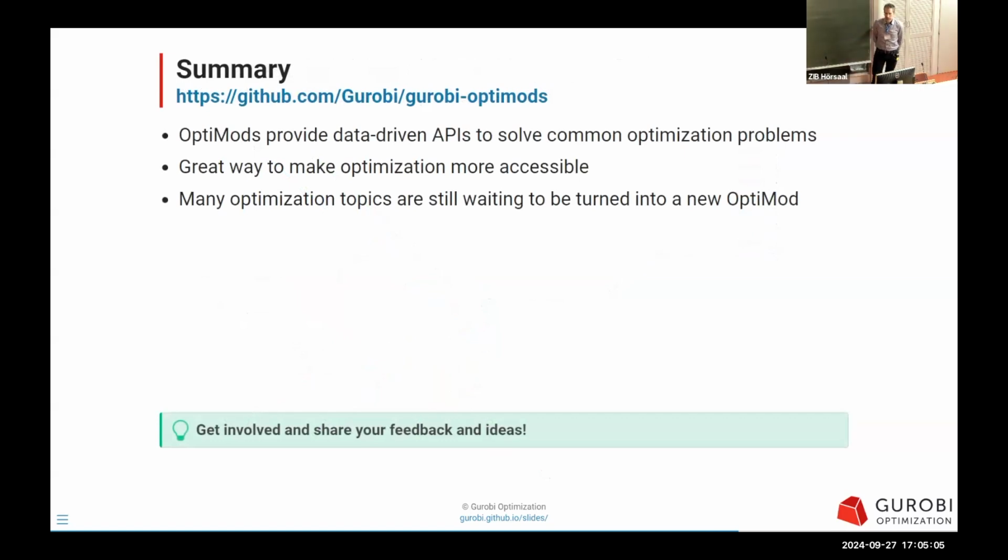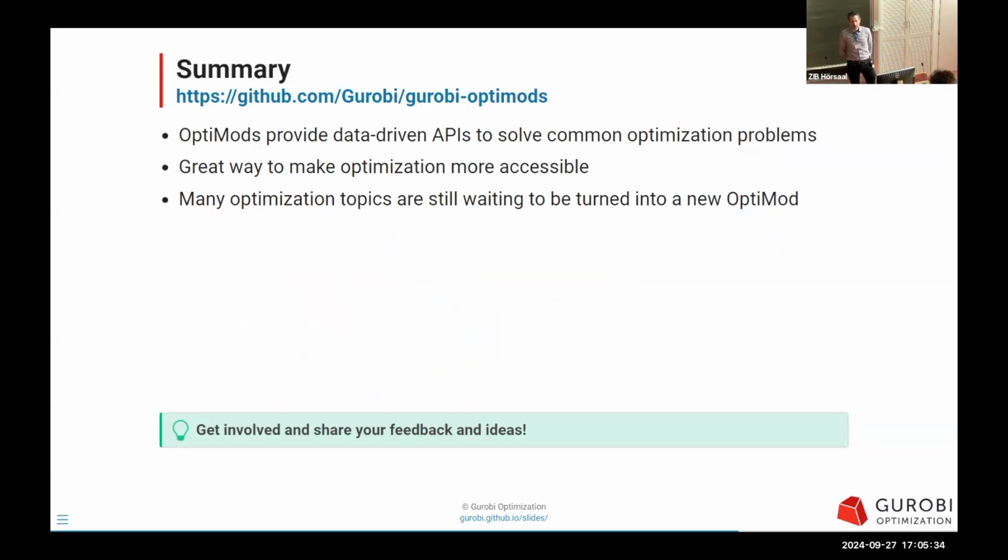So let me conclude for this technical part of my presentation. That's basically a short summary. The OptiMods provide data-driven APIs to solve common optimization problems. Timo in the past asked me, okay, how is this different from just example code? And basically these are full-fledged APIs. So you can think of those as examples with batteries included.